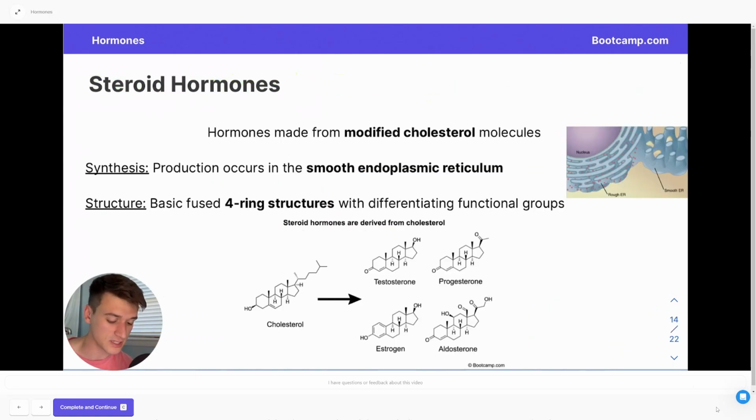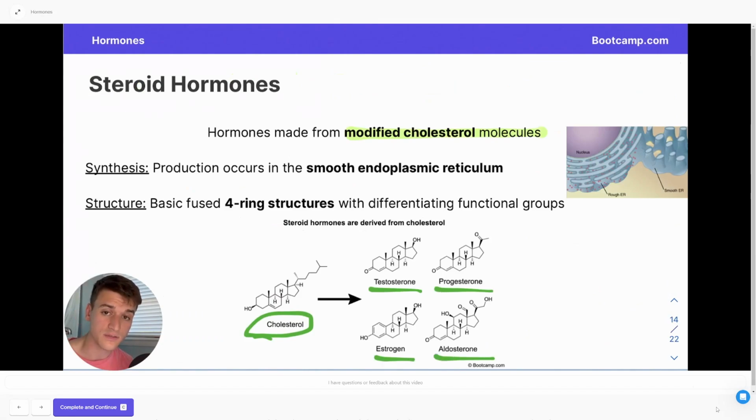We have reached the second type of hormone that we're going to discuss for this video, the steroid hormone. Steroid hormones are actually generated from modified cholesterol molecules. And if you look down to the visual, it's not hard to see the resemblance. So here is our initial cholesterol, and over here we have, for example, steroid hormones: testosterone, progesterone, estrogen, and aldosterone.